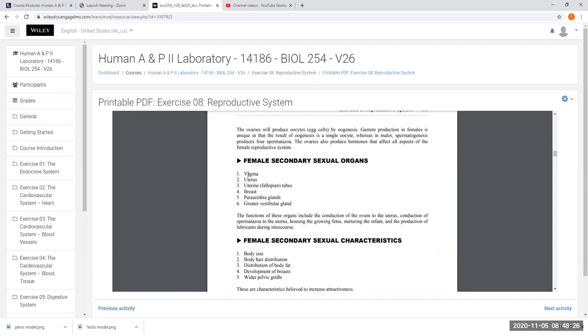The uterus serves two purposes. It allows for the baby to be developing in there, as we all know, but also is involved for the baby to be born with labor contractions and whatnot. The uterine tubes, or fallopian tubes, as they are called, are the tubes that will transport the ovulated egg from the ovary down towards the uterus.